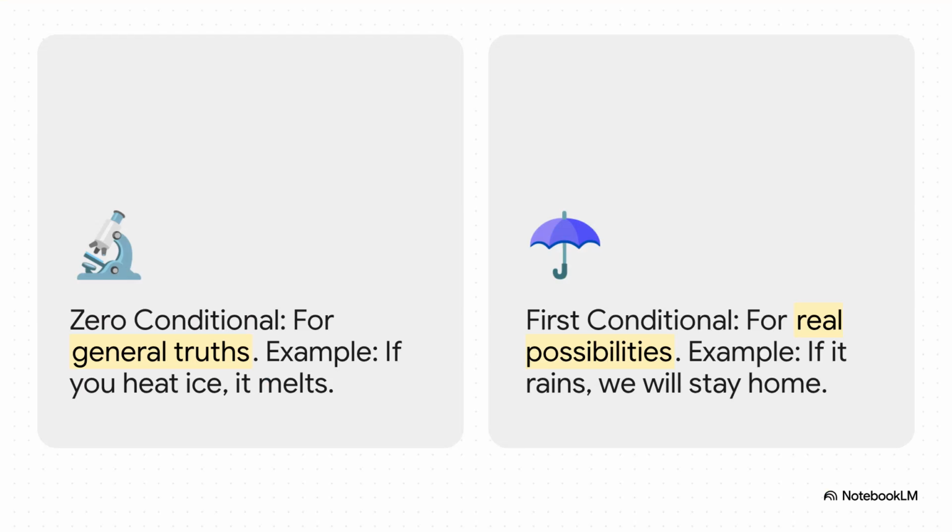Okay, so check this out, because this slide illustrates the module's first really genius move. It starts over on the left with the zero conditional. We're talking pure, undeniable facts. If you heat ice, it melts. It's simple. It's 100% true. Then, it takes just one small step into probability with the first conditional. If it rains, we will stay home. See that? We've moved from total certainty to a very real possibility. And that deliberate step-by-step progression, that is absolutely key.